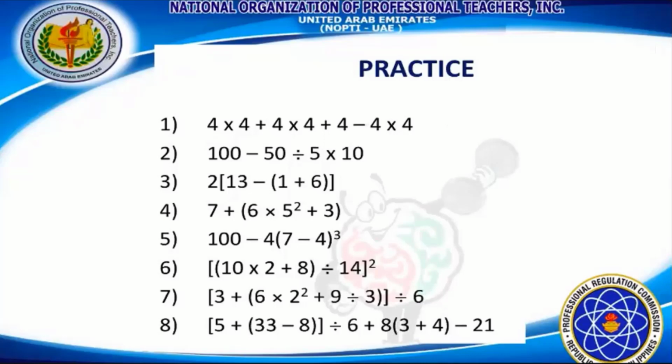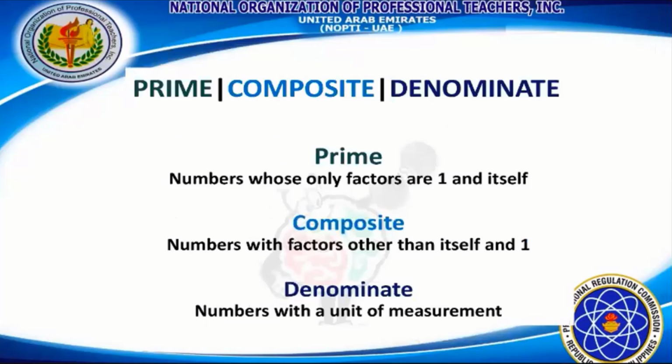Okay? Next. Let's proceed. Let's also recall prime composite denominate numbers. Prime are numbers whose only factors are 1 and itself, like 11 times 1, 7 times 1. Composite numbers with factors other than itself and 1. Ito yung opposite. And then, numbers with a unit of measurement, we call it denominate. Okay? So, let's start with prime factorization.